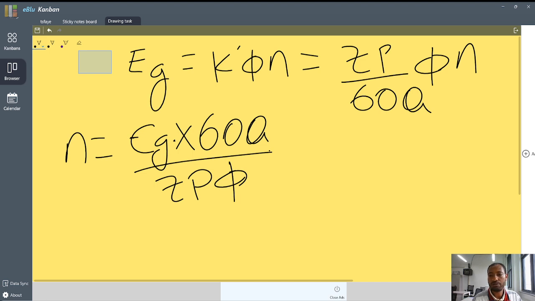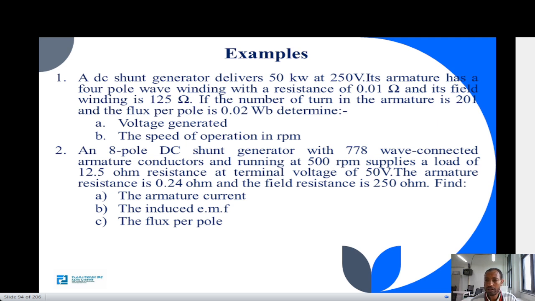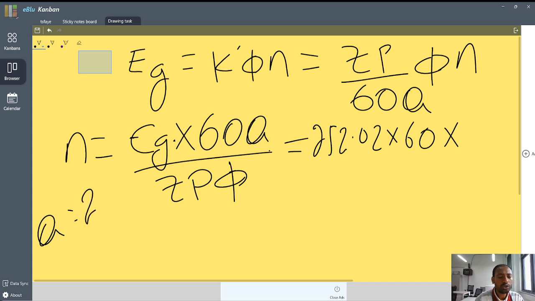From this we can generate. Therefore, we know EG. How much was it? 252.02 times 60 times A. What about A? It is the number of parallel paths in the machine. We were told the machine is wave winding here. If it is a wave winding, A is always 2. In a lap winding, A is equal to P, the number of poles. But in a wave winding, A is always 2.